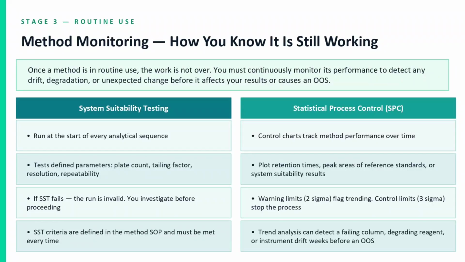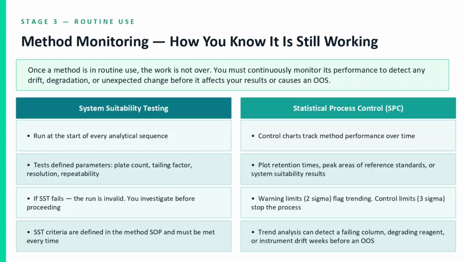The first is system suitability testing. You run this at the start of every analytical sequence, before you test a single sample. System suitability checks specific performance parameters defined in the method SOP. These typically include column plate count, peak tailing factor, resolution between critical peaks, and injection repeatability. If system suitability fails, the run is invalid. You do not force it through. You investigate. Find the cause. Fix it. Then repeat the system suitability before any sample data is accepted. The second tool is Statistical Process Control, or SPC.